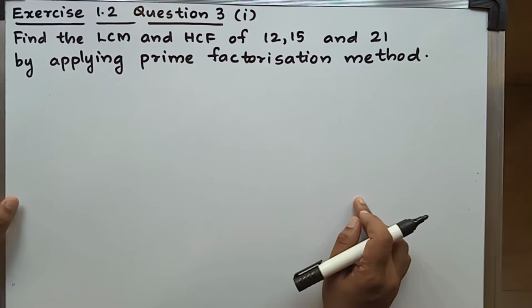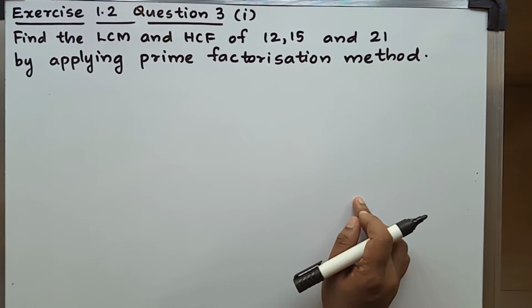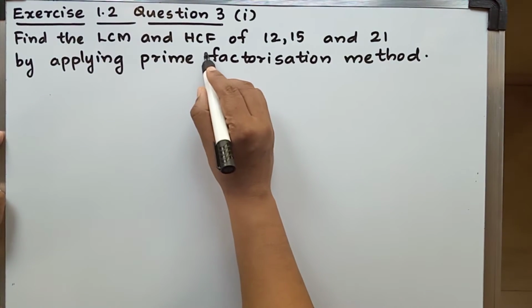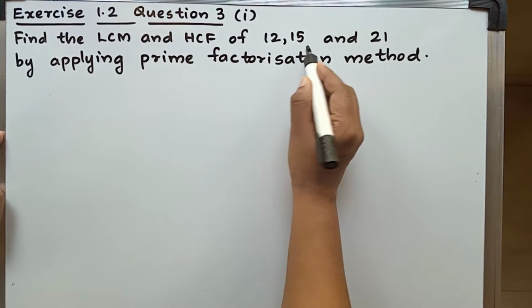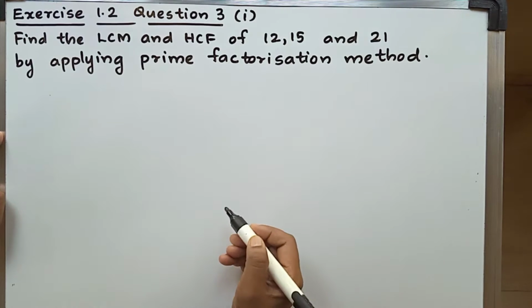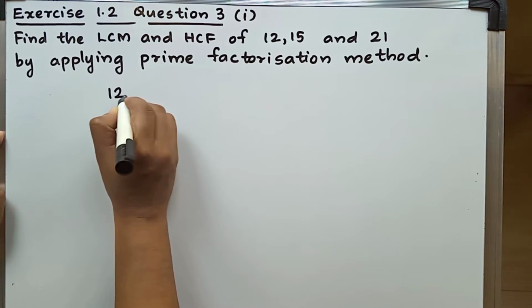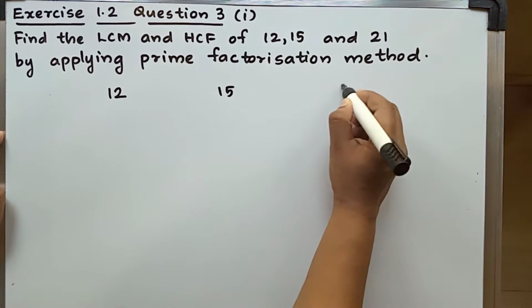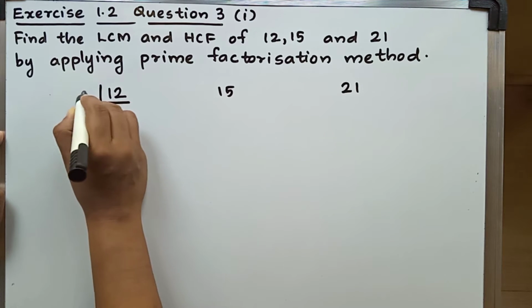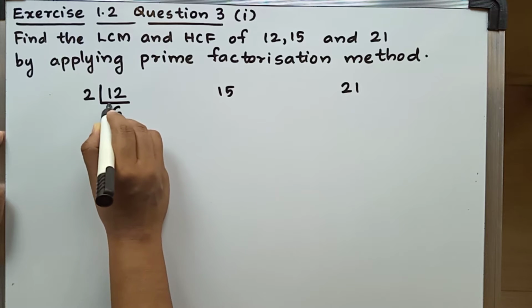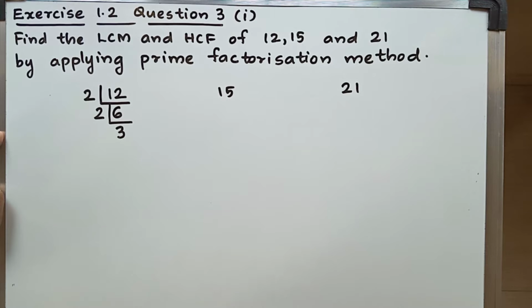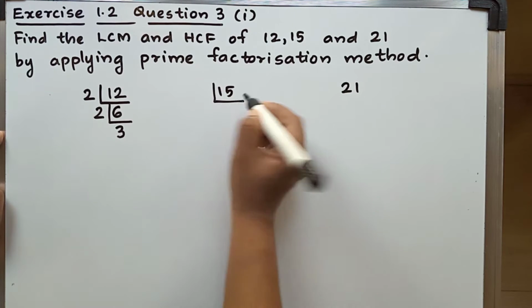Okay. This is the first part of the third question in exercise 1.2. Find the LCM and HCF of 12, 15 and 21 by applying prime factorization method. Okay, we have to do prime factorization for the three given numbers 12, 15 and 21. This can be divided by 2, we'll get 6, then again by 2, we'll get 3. 3 is also a prime number, no? So, we can stop it there.